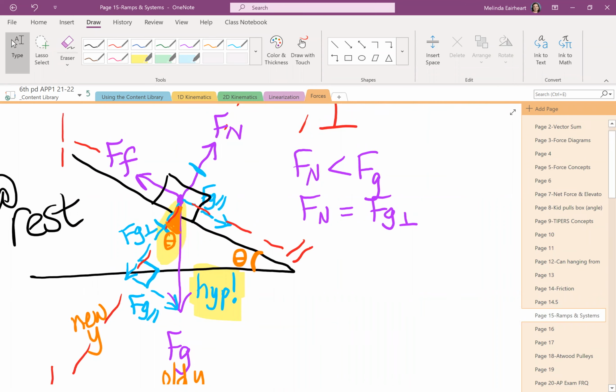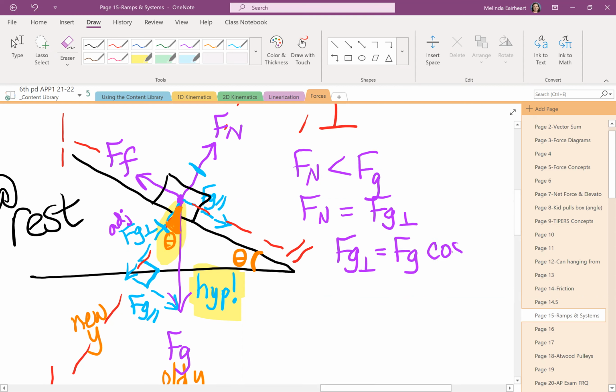But anyway, okay, so now using just that gravitational triangle, let's write out an expression for Fg perpendicular. Notice with my angle identified, it's adjacent. And remember, Fg, the actual weight of the object, is the hypotenuse. And so what trig function will we use to find the perpendicular component? Cosine. And so it's going to equal Fg, hypotenuse, times cosine theta. And that's your ramp angle.